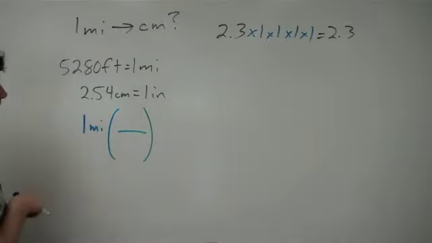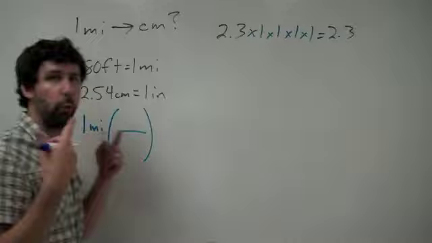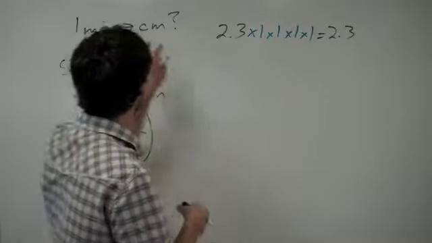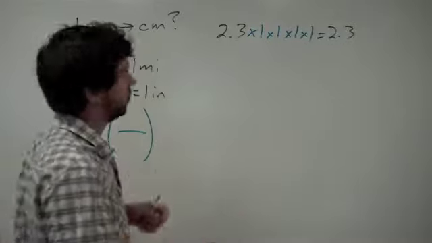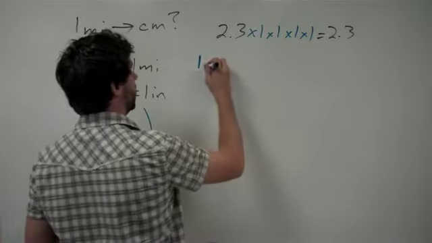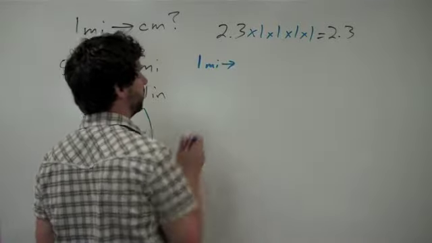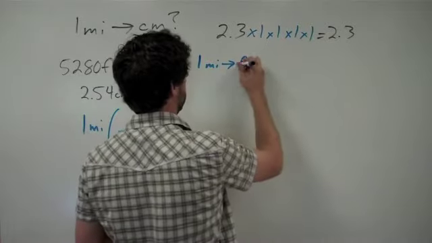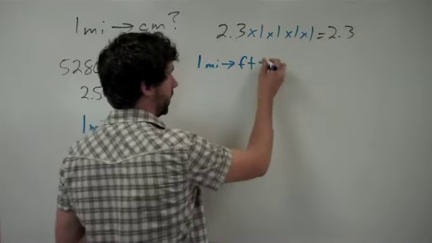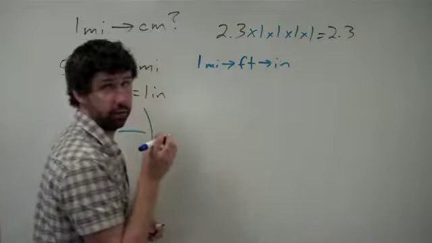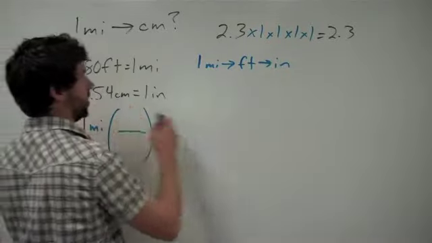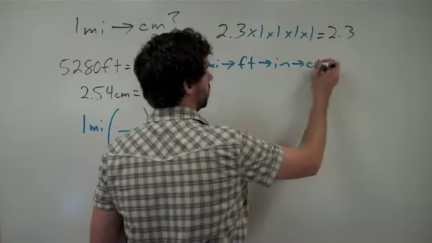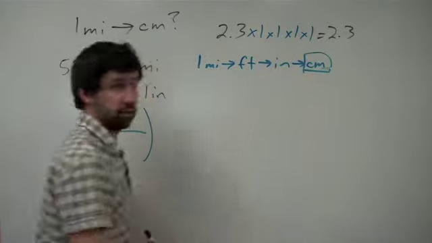Now if I want to get rid of miles, I need to find a way, a path to get to centimeters. So what I like to do is diagram out the path. I have 1 mile currently. If I go from there to feet, then I know I can go to inches, 12 inches in a foot. From inches, I know I can go to centimeters. And that's our desired result.